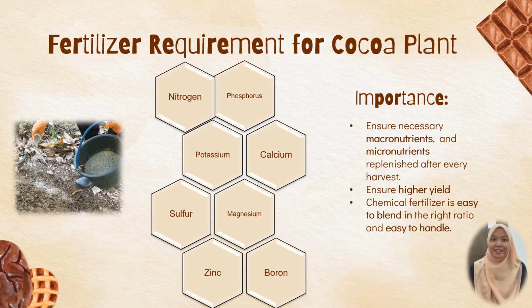Next, the cocoa tree requires special fertilizer to ensure necessary macronutrients and micronutrients are replenished after every harvest. The fertilizer should be applied over the area of active root activity to ensure good uptake. The fertilizer for cocoa plant should contain nitrogen, phosphorus, potassium, calcium, sulfur, magnesium, zinc and boron in the right balance. Normally, chemical fertilizer is easy to blend in the right ratio and easy to handle.